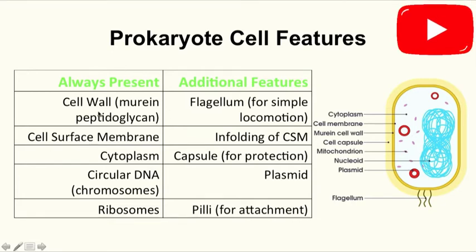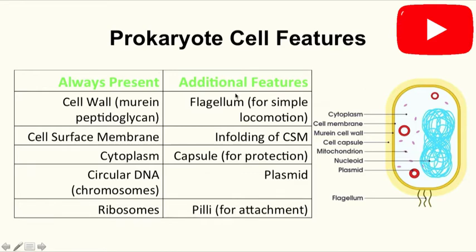Now, the number one hint that it's a prokaryotic cell is if the cell wall is made up of murein, which is a peptidoglycan, which is a compound. Now, if it has these features, so cell wall, cell surface membrane, cytoplasm, circular DNA, and ribosomes, then it could possibly be a prokaryotic cell.